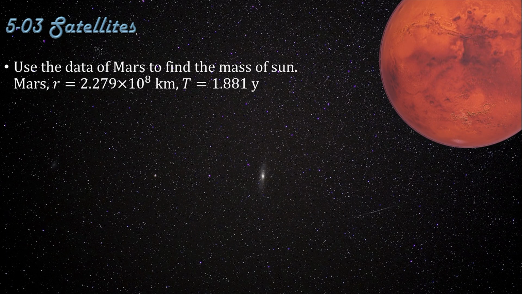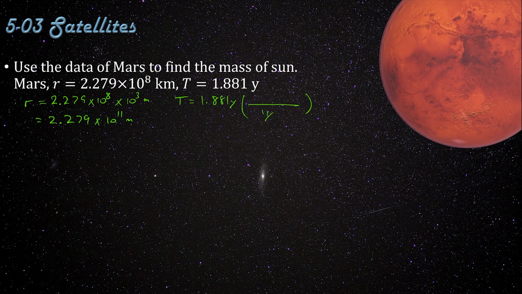Let's use the data of Mars to find the mass of the Sun. All right, so there's our radius, but we probably need it in meters, since that's what our constant is. Kilo is times 10 to the third, so that would make it 2.279 times 10 to the 11 meters. Our period is in years. I probably need that in seconds.